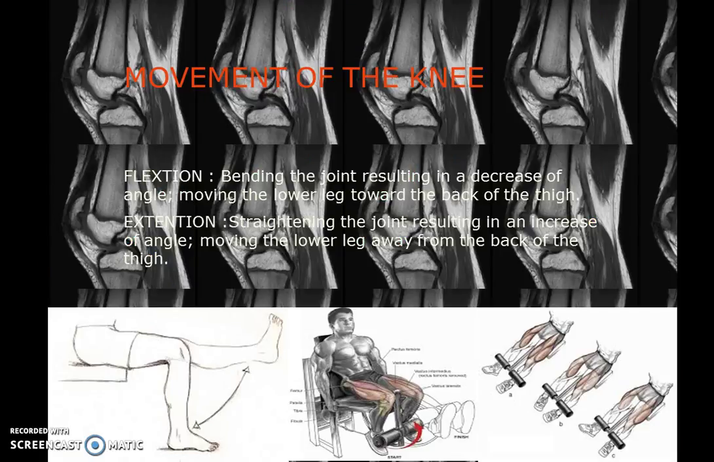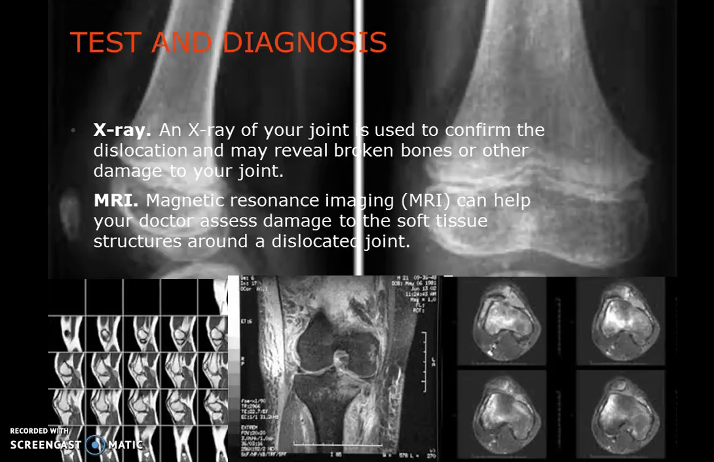Movement of the knee. We have flexion and extension. Flexion is the bending of the joint resulting in a decrease of angle, moving the lower leg towards the back of the thigh. Extension is the straightening of the joint resulting in an increase of angle, moving the lower leg away from the back of the thigh. For example, the tests used to diagnose are X-ray and MRI.